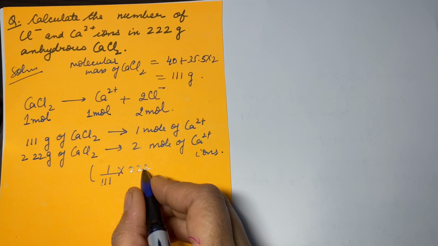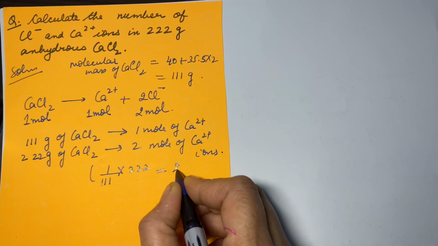So it comes out, it is 2 times. So we get 2 moles.